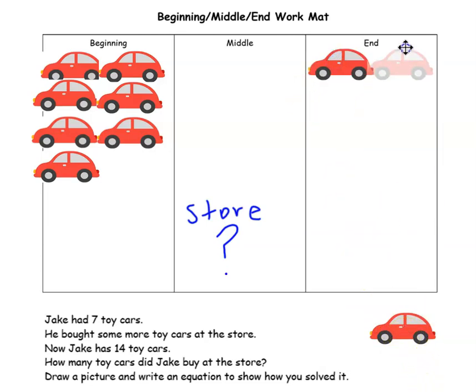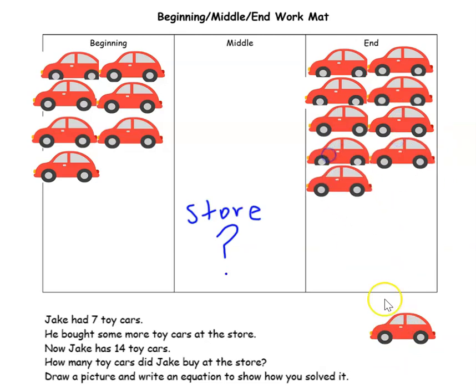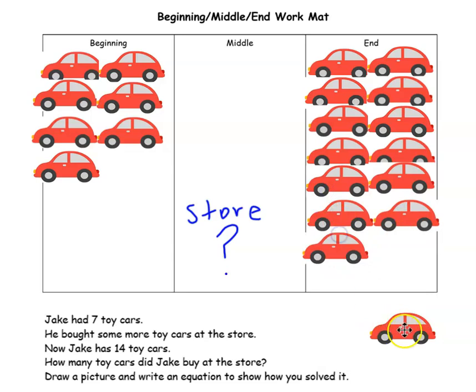1, 2, 3, 4, 5, 6, 7, 8, 9, 10, 11, 12, 13, 14. Wow, he has a lot of toy cars, doesn't he? So it wants to know, how many toy cars did Jake buy at the store?